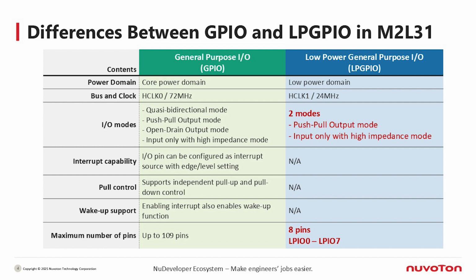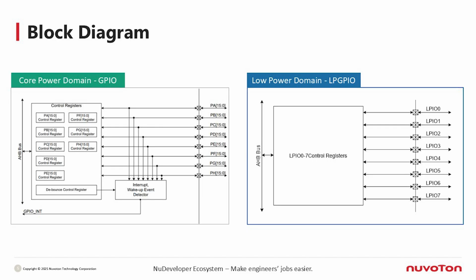When combined with the auto operation mode, it allows the low power PDMA to either control output signals or capture input signals even while the system is in power down mode. This block diagram illustrates the difference between GPIO and low power GPIO.